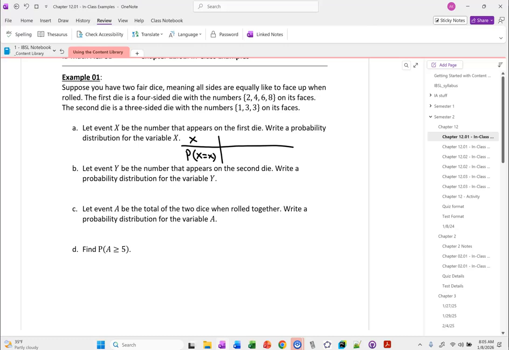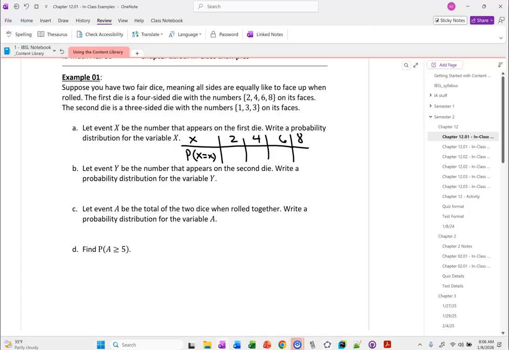Okay, what are the possible values that x can take? One, 2, 3, 4, 6, 8. So x is the number that appears on the first die. Oh, okay. So just 2, 4, 6, 8. 2, 4, 6, and 8, yes. Feel good?